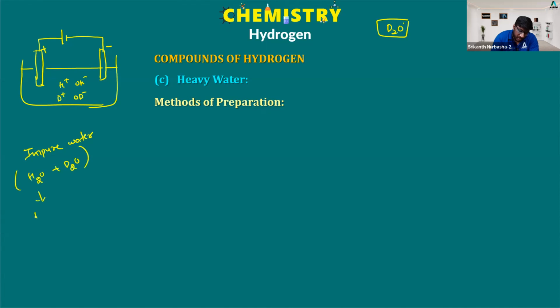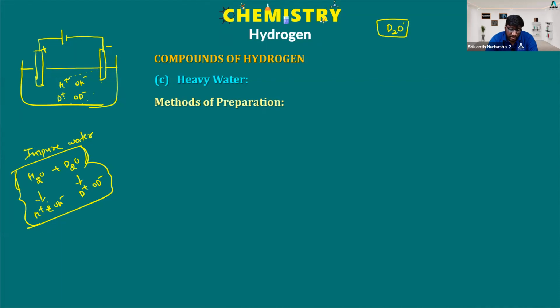H2O will be giving H plus and OH minus. D2O will be giving D plus and OD minus. These H plus ions will be moving towards the negatively charged electrode, that is cathode. Similarly, D plus will move. OH minus and OD minus will move towards the positively charged electrode, that is anode.